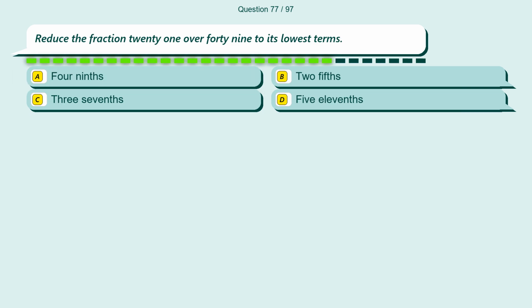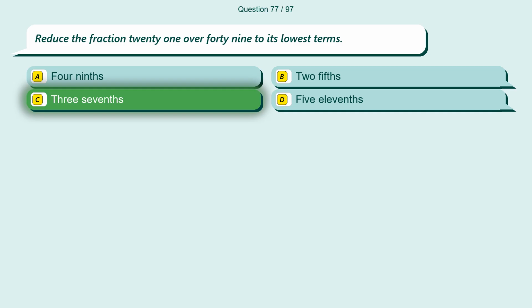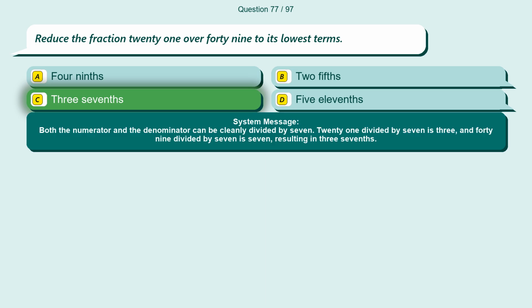Question 77. Reduce the fraction 21/49 to its lowest terms. Option A, 4/9. Option B, 2/5. Option C, 3/7. Option D, 5/11. The correct answer is option C, 3/7. Both the numerator and the denominator can be cleanly divided by 7. 21 divided by 7 is 3, and 49 divided by 7 is 7, resulting in 3/7.